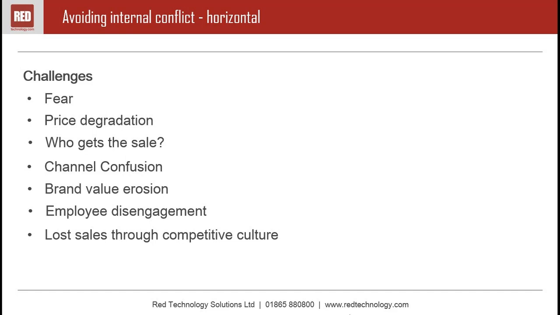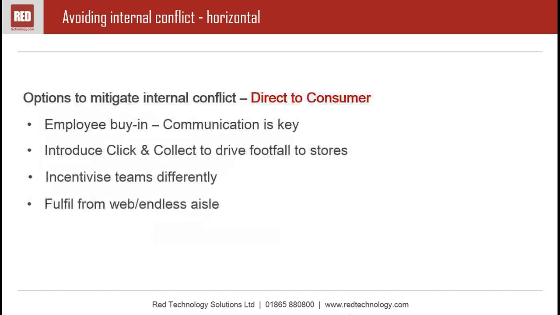As I mentioned earlier, employee disengagement can come in pretty quickly if they see this as a threat and they're not properly spoken to and explained the benefits rather than the negatives. And we have seen instances with some of our customers where, because of the competing nature, they've actually lost sales. So all of these challenges need to be understood: which ones affect that organization, and how they're mitigated. So what are the options to mitigate this sort of internal conflict?